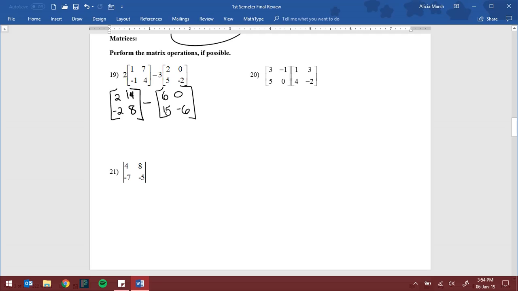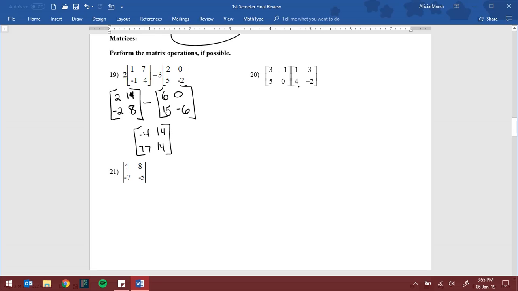So now I got to go 2 minus 6, that is negative 4. 14 minus 0 is 14. Negative 2 minus 15, that's negative 17. And 8 minus a negative 6 is 14 as well. So that would be my correct answer for that one.